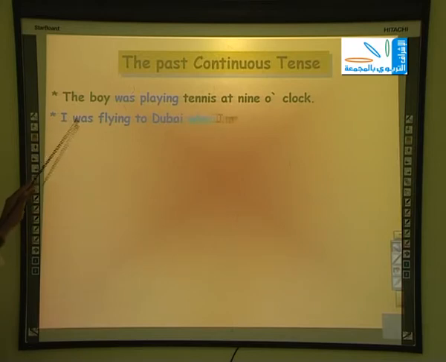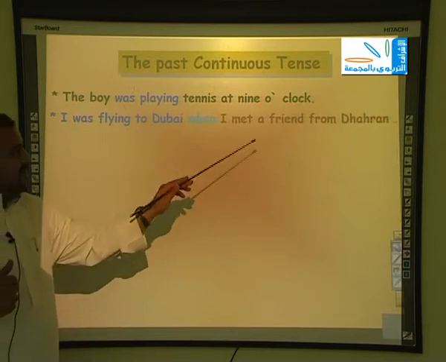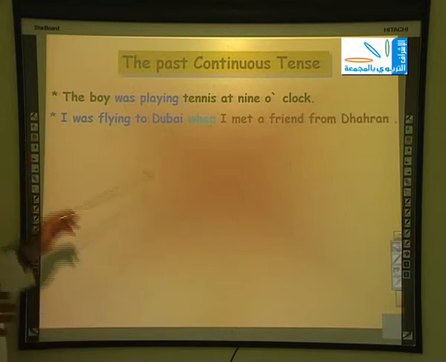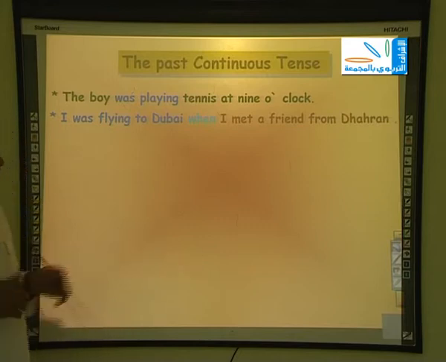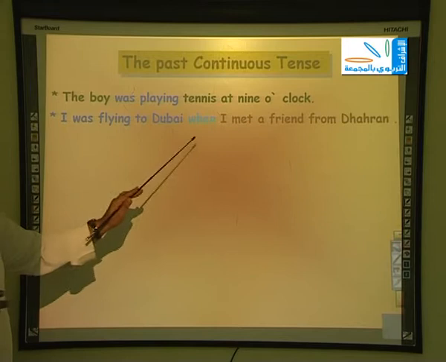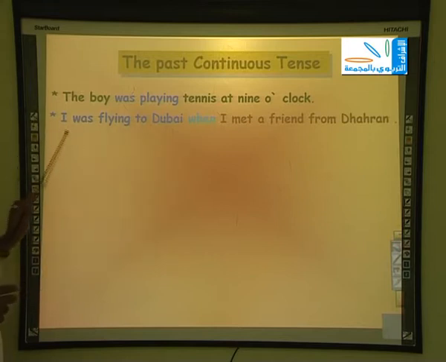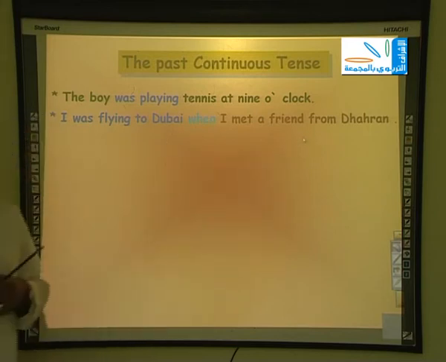I was flying to Dubai when I met a friend from Dhahran. As we see, this sentence was quoted from the conversation that we listened to at the very beginning of the unit. I was flying to Dubai. This is what we call the main clause. When I met a friend from Dhahran, this is what we call the time clause.